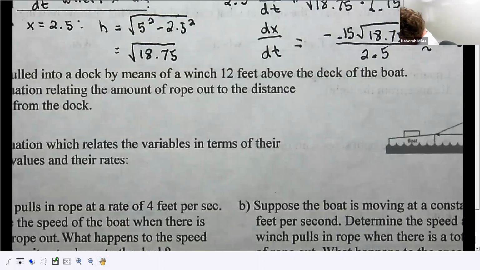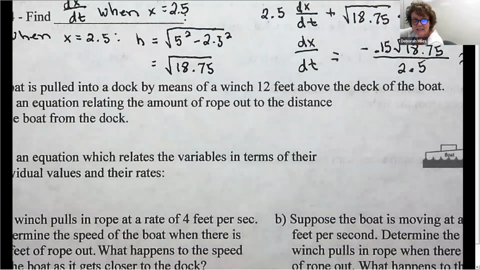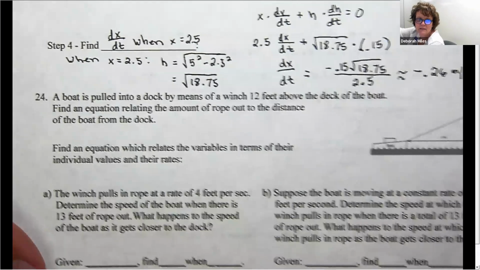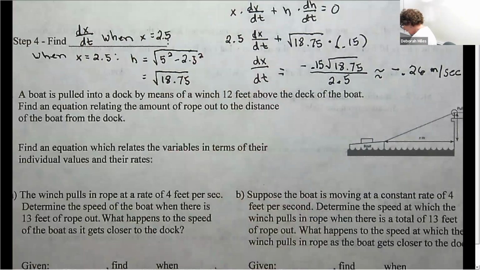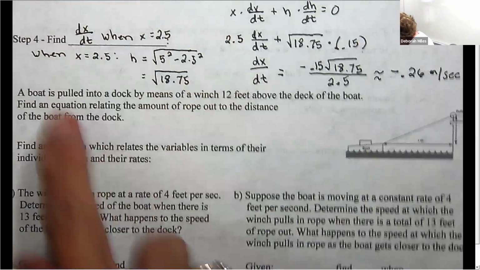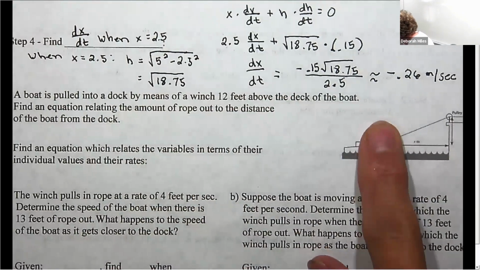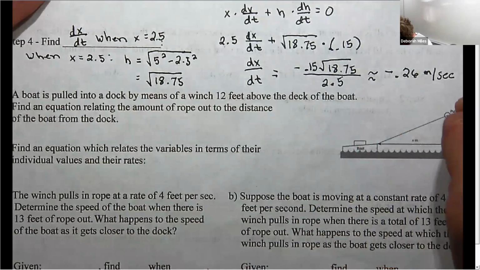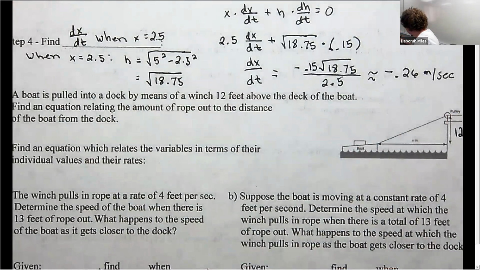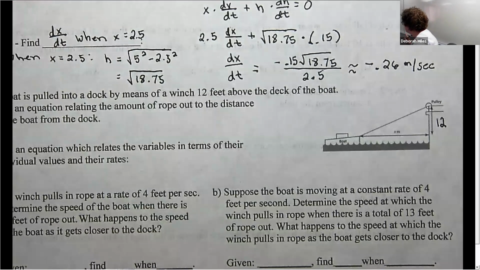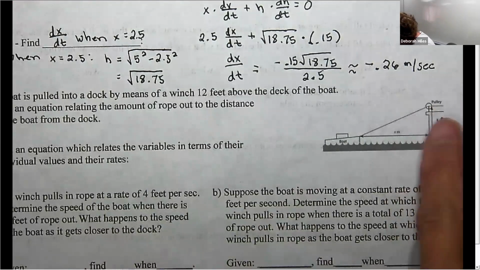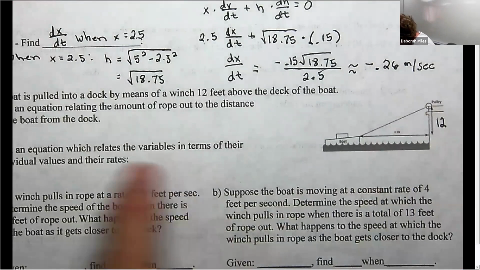So let's see the problem. A boat is pulled into a dock by means of a winch. And that's not that kind of winch. It's a gear with a handle attached. Ropes pulled into a dock by means of a winch 12 feet above the deck of the boat. Let's see where to put that on my picture. That's my 12. That's my constant 12 feet. And again, don't label anything on your picture that's changing. That 12 is not changing unless the pulley falls off its post.